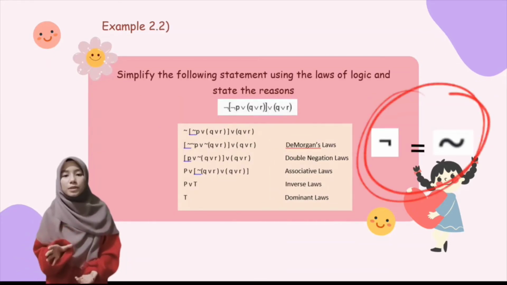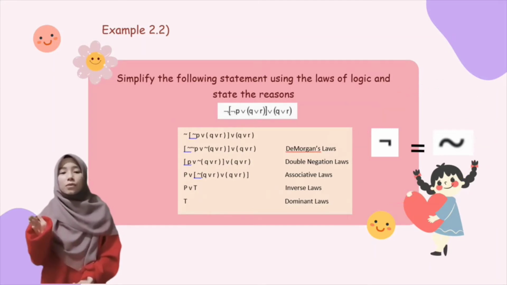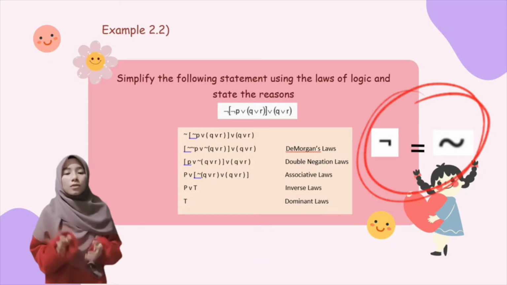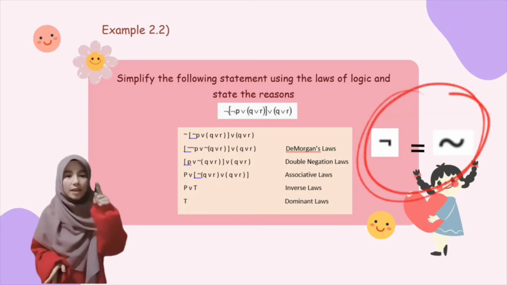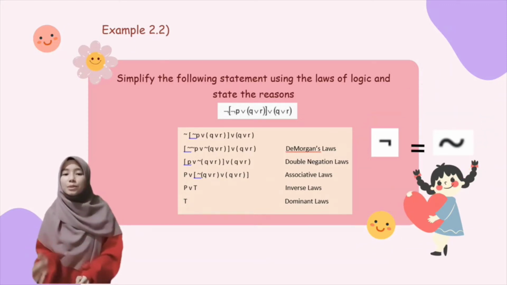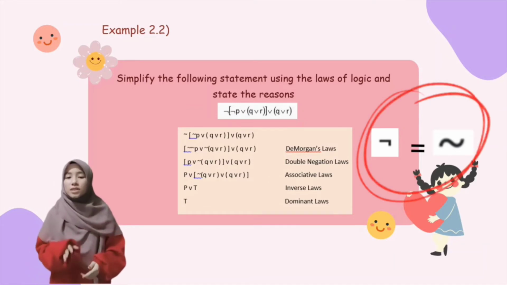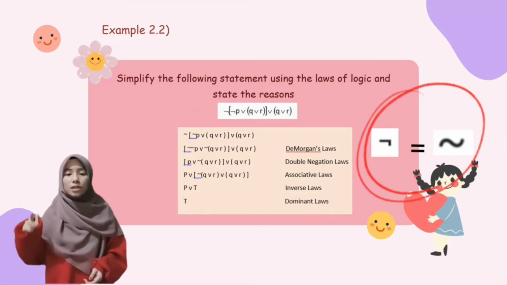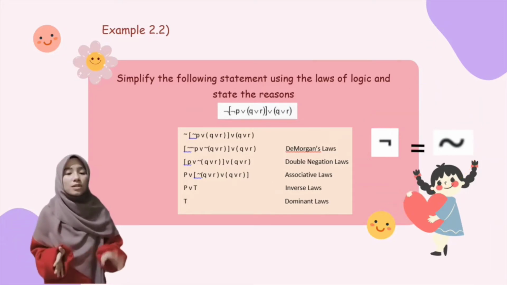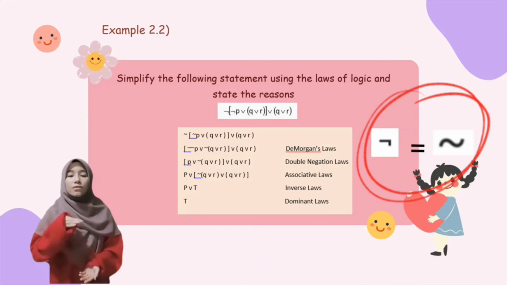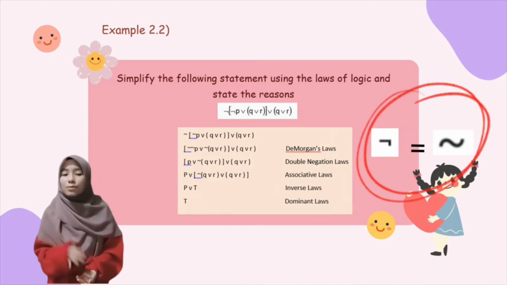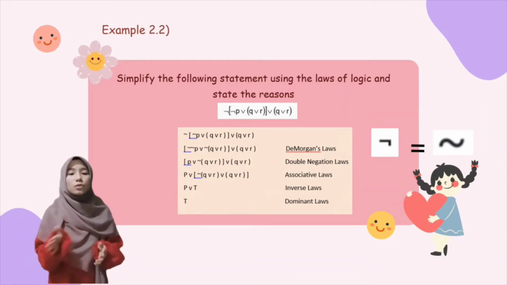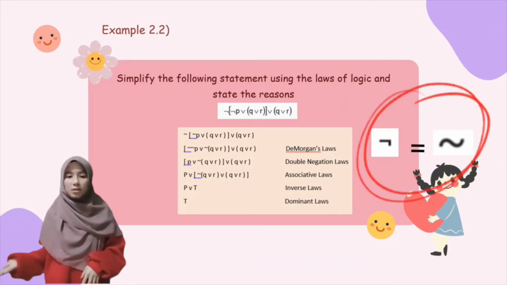For this example, the question asks us to simplify the following statement using the law of logic and state the reason. Okay. For your information, the symbol like this is similar to the symbol of not. Okay, then the first step that we need to do is we must distribute the not outside the bracket into the bracket. So it will be De Morgan's law. Okay, then we must vanish the double negation, and then it will be double negation law, and then we use the associative law to move the bracket. So P we put outside of the bracket.